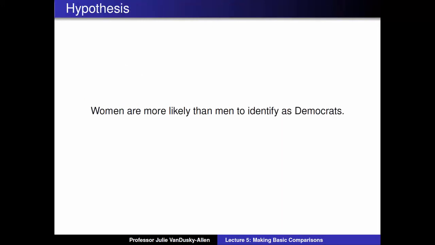To demonstrate how to use a cross tabulation to analyze the relationship between two variables, I am going to use the following hypothesis. Women are more likely than men to identify as Democrats. The independent variable in this example is gender, male-female, while the dependent variable is party identification, Democrats/Republicans. Gender influences party identification. Note that both of these variables are nominal level variables as they put observations into different categories and the categories have no inherent order.